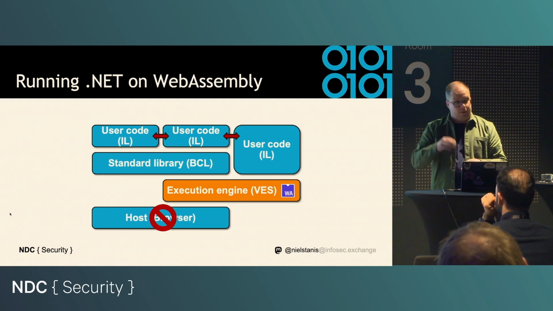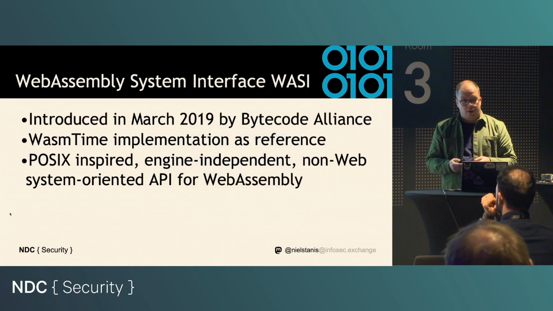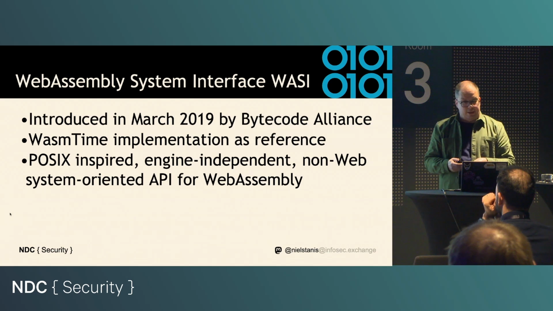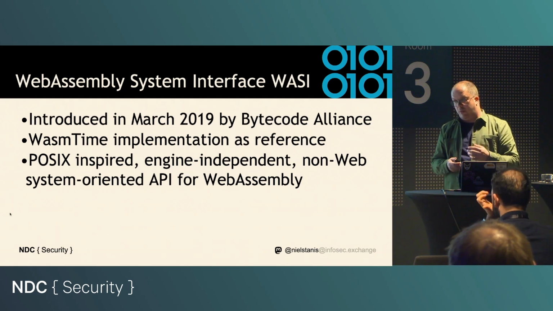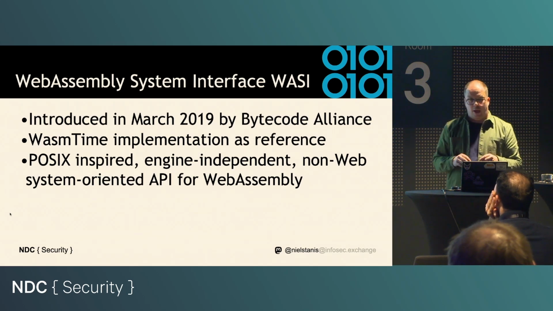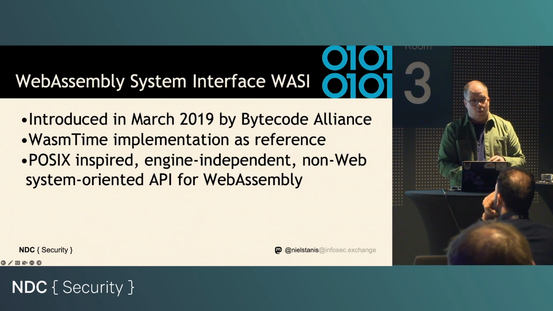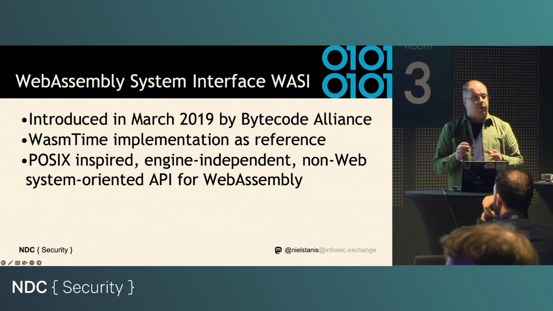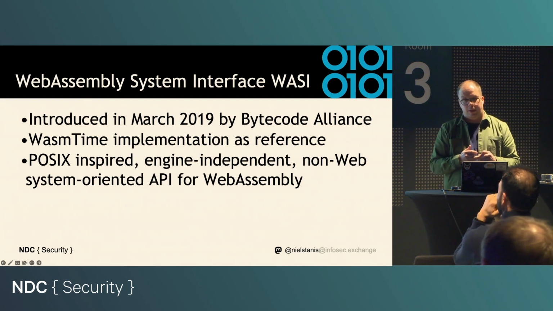And what do we need in order to do this? That's something called WASI, or WebAssembly System Interface, right? In order for us to interact with a system that's not the browser, we need to have some kind of abstraction available. And the nice thing about it is that it's taking care of all the basic stuff that we need. It's a POSIX-inspired, engine-independent, non-web system-oriented API for WebAssembly.